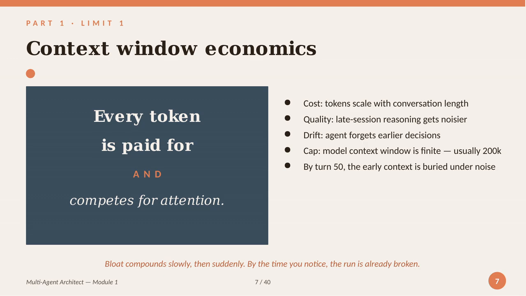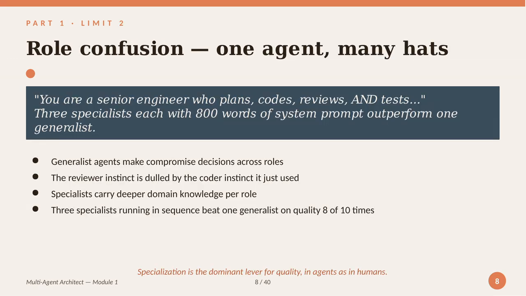The consequence. Limit 2. Role confusion. The shape that the system prompt forces. Picture a system prompt that says, "You are a senior engineer who plans, codes, reviews, and tests." That sentence sounds fine. It's how you describe a senior engineer in a job listing. But the model interpreting that prompt has to compress all 4 roles into one identity. The identity is necessarily the average of the 4. Deep specialization in any one is impossible.